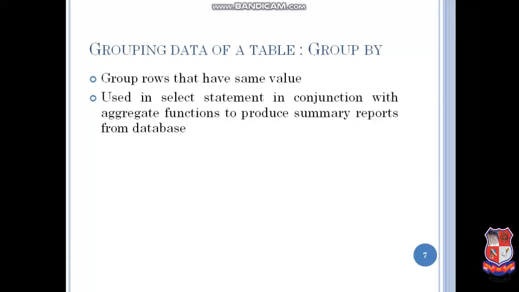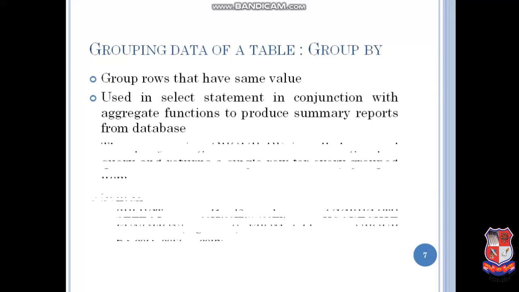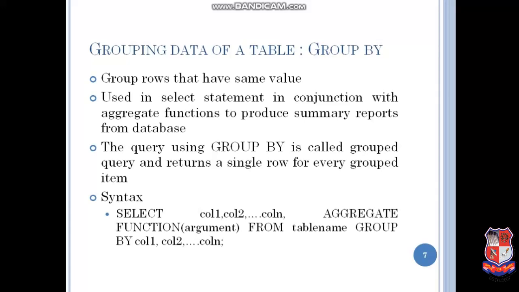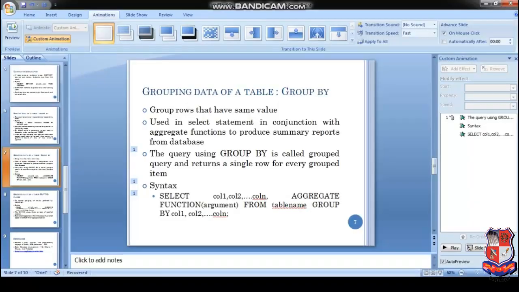Let us go through the next topic, that is the group by clause. Group by clause groups rows that have the same value. It is used in a select statement in conjunction with an aggregate function to produce summary reports from the database. The query using group by is called a grouped query and returns a single row for every grouped item. Syntax: select the list of columns, aggregate function along with its argument from table name, group by the list of columns.